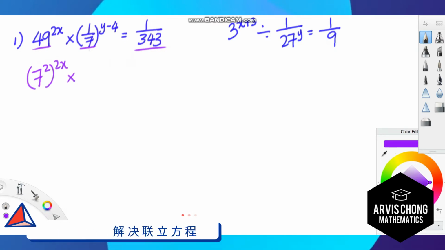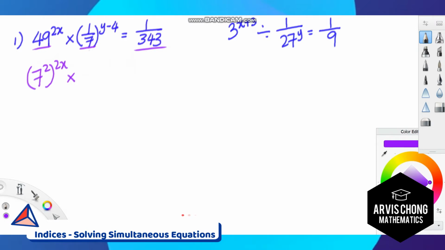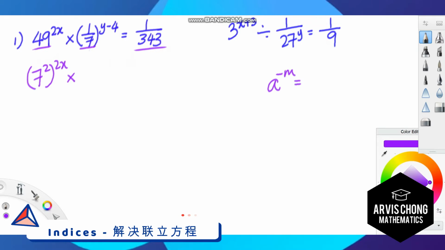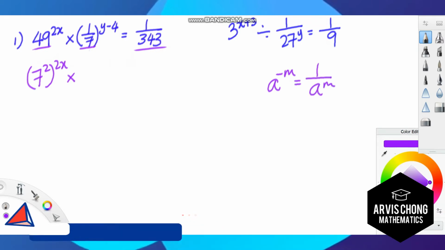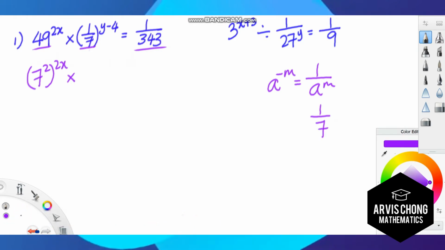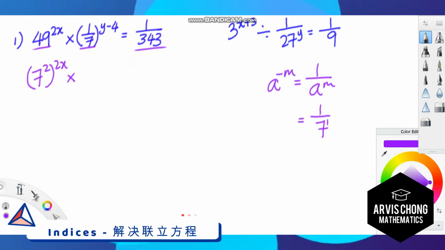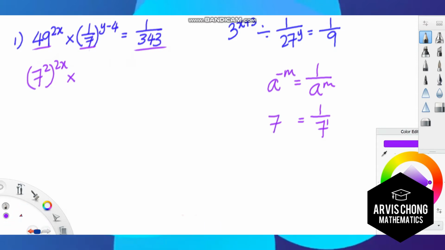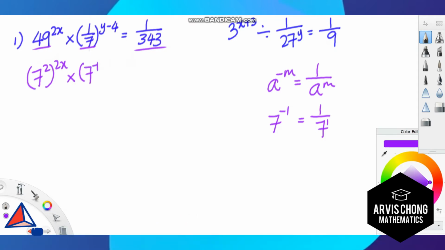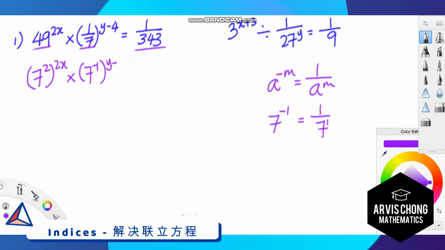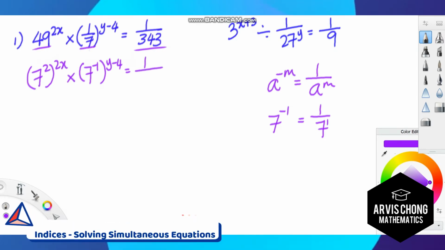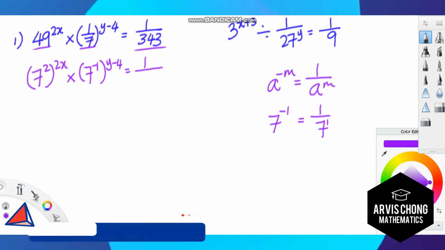So 1 over 7, based on the law of indices, we know that a power negative m is equal to 1 over a power m. So in other words, if I want to change 1 over 7, the power here is 1, right? That means we can write it as 7 power negative 1. So this part will give us 7 power negative 1. Then we have power y minus 4 equals 1 over 343. You can type this in your calculator. 343 is equal to 7 cubed, right?